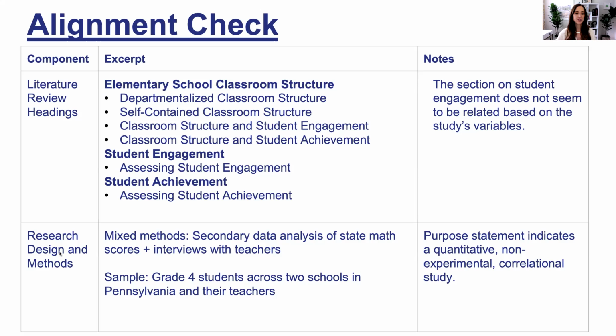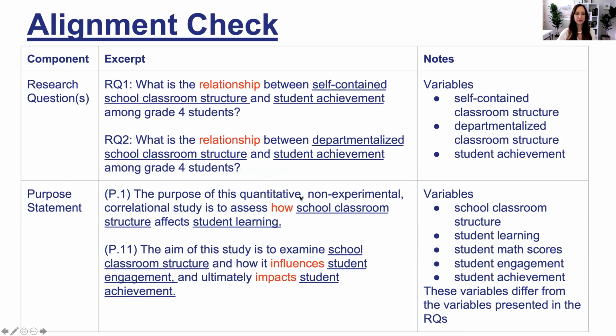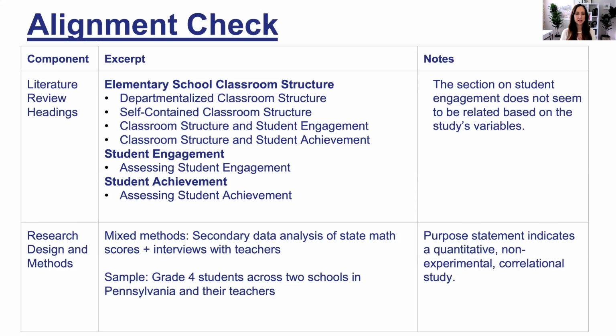And now finally, research design and methods. Let's just say, imagine for a moment that this student, while they said in their purpose statement, let's go back to that, the purpose of this quantitative non-experimental correlational study. They also clearly said the word relationship in their research questions. So if that is the focus of the study, if the student truly wants to do a non-experimental study and they're assessing correlation, then that should be reflected in the research design and methods chapter.